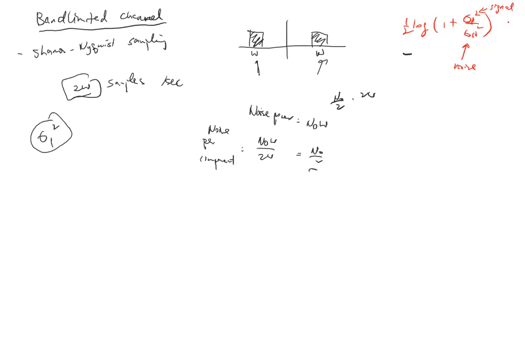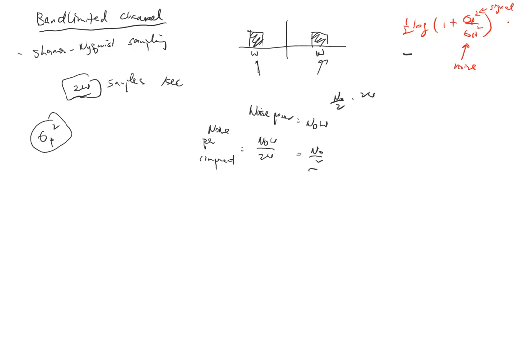But again, yes, noise power spectral density. Thank you. And again, this sigma p square will be spread over these 2W samples, right?